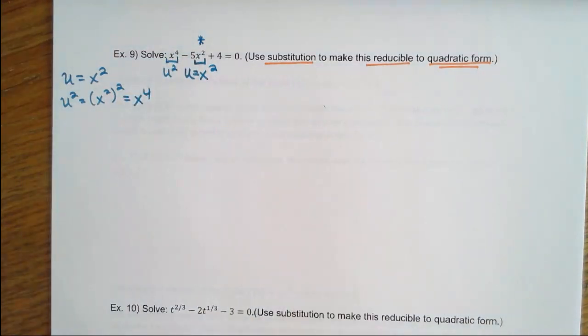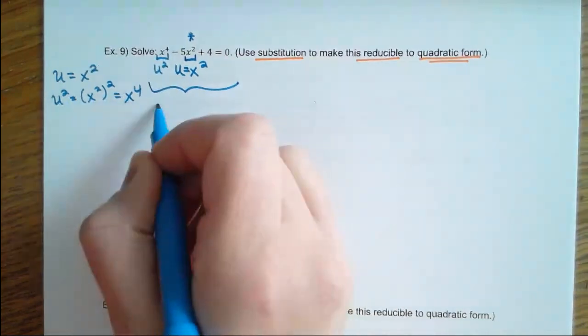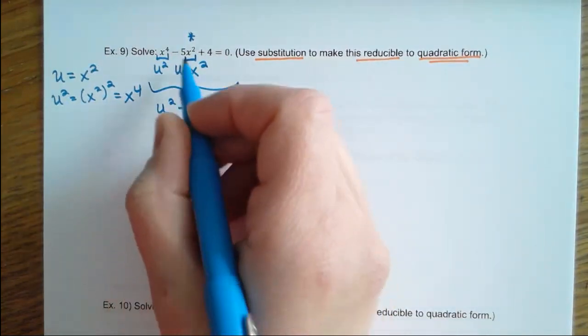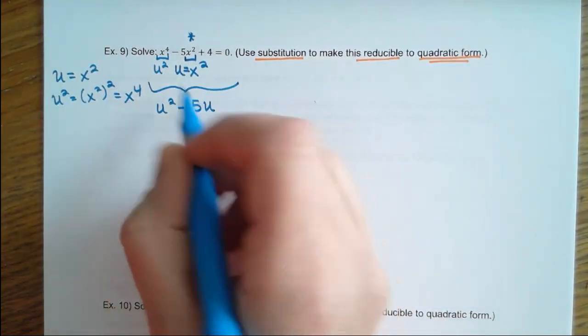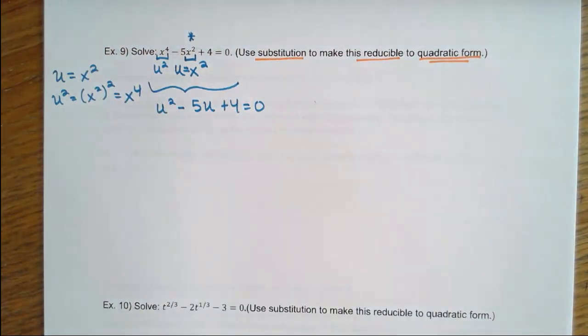And then what you do is you change it over. So I'm going to rewrite it. Instead of x to the 4th, I'm going to write it as u squared. And instead of minus 5x squared, I'm going to write it as minus 5u. And everything else is going to stay the same. And now it looks like a regular quadratic. So now you can use any strategy that you find works.